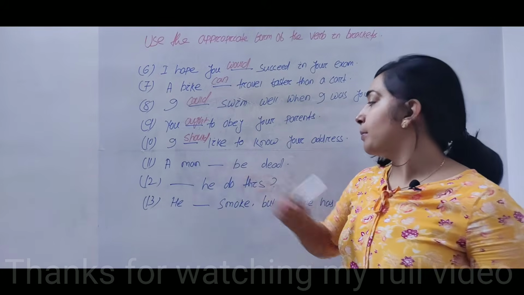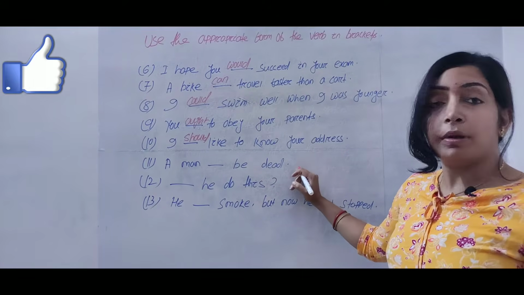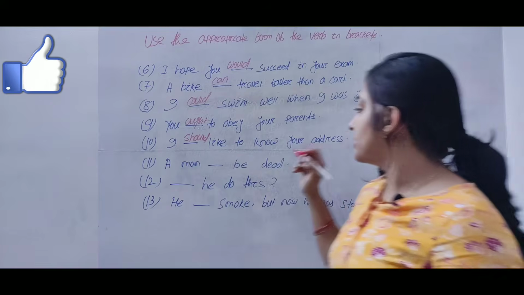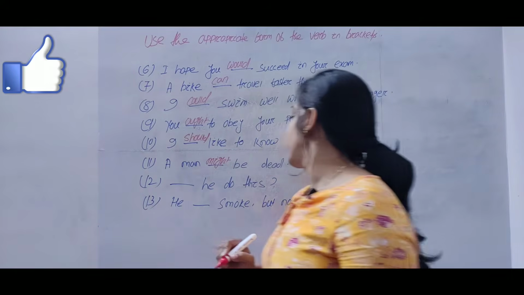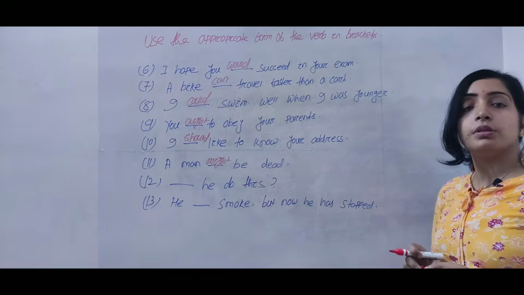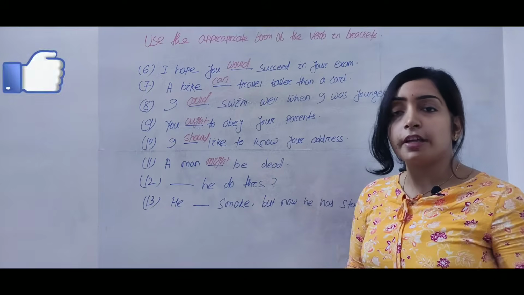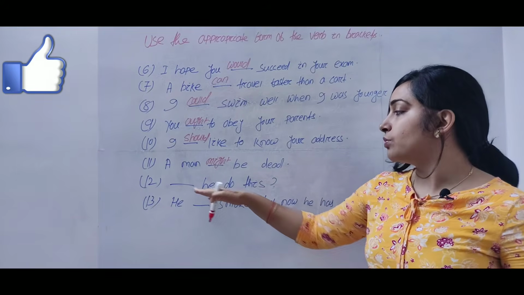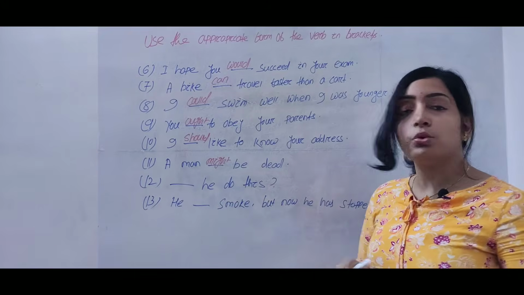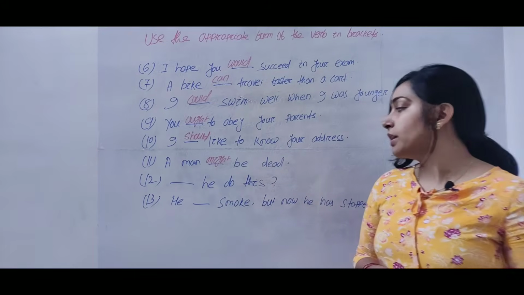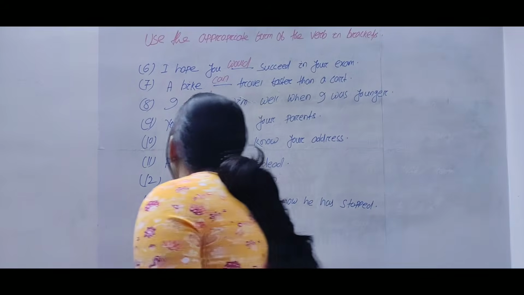Next sentence, a man does be dead. Here the sense is probability. A man might be dead. Next, does he do this? Is there any modal that expresses daring? Yes, there is the modal dare. So here what should we use? Dare he do this. So when the sentence is about daring, take the modal dare.